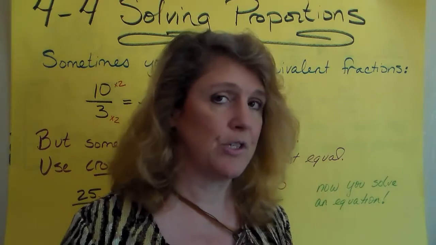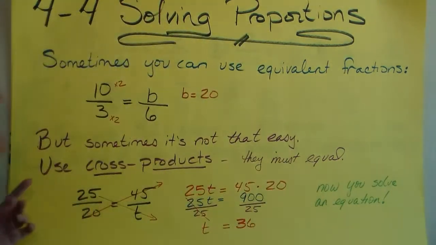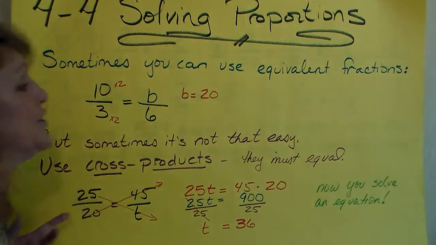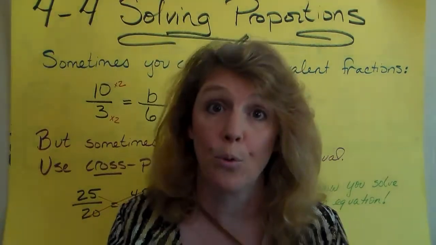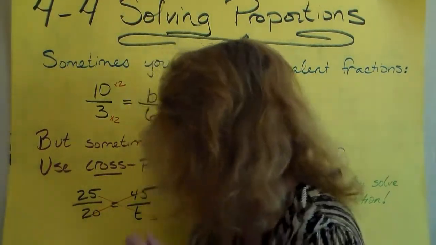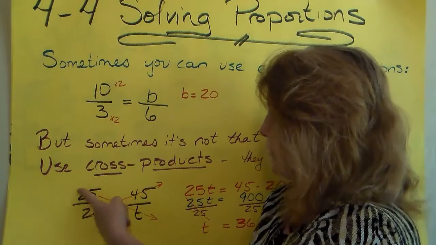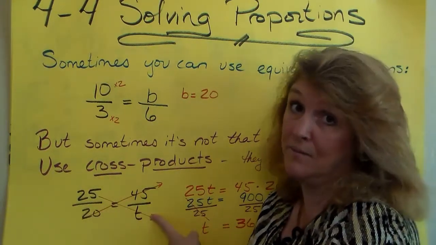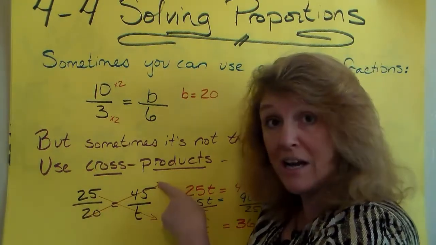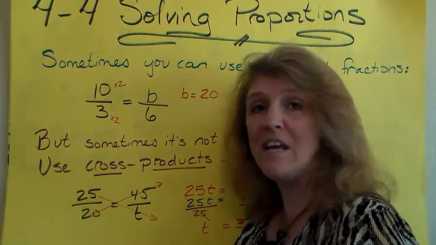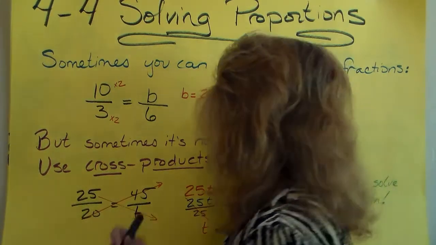And so then you can treat them just like equivalent fractions. Sometimes it's not that easy. So we use what are called cross products. Now what cross products are is if I multiply these two diagonal times these two diagonal, they will equal the same number. Now that's great if you actually have numbers.